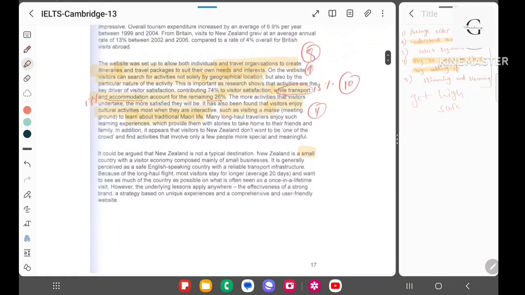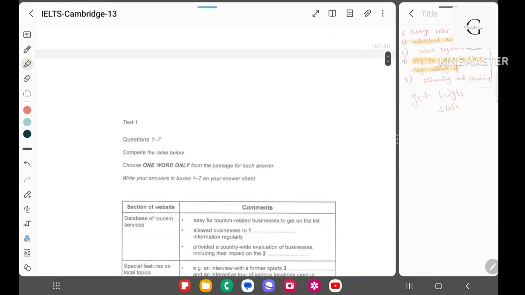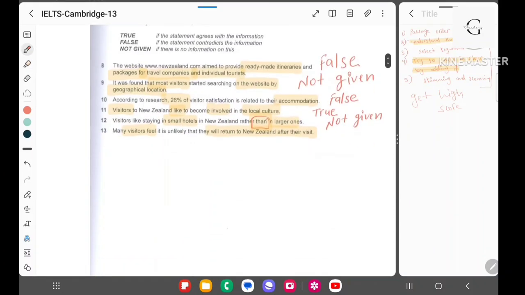Let's see. Small country, small business, because it's generally perceived as a safe English speaking country with reliable transport infrastructure. Because of the long haul flight, most visitors stay for longer and want to see as much of the country as possible on what is often seen as a once in a lifetime visit. Oh yeah, so they are thinking it's a long haul flight to New Zealand. So they just want to see the country as much as they can in what they have mentioned is often seen as a once in a lifetime visit. So yeah, of course the answer is true.